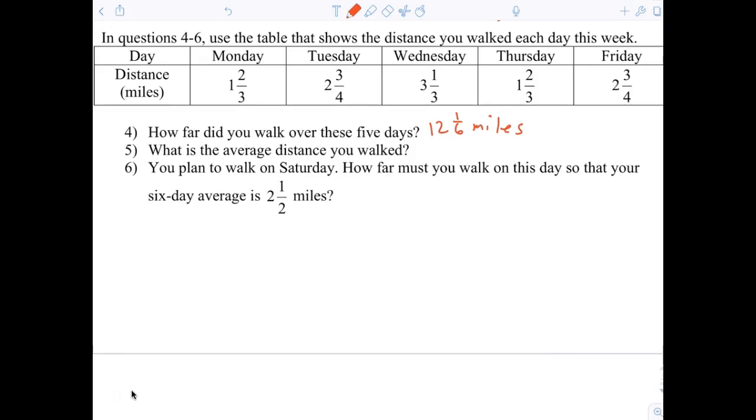How much? 2 and 13/30. Does anybody else agree with that? Yeah. 2 and 13/30 miles. Is everybody okay with that? All right, I'm feeling pretty good.